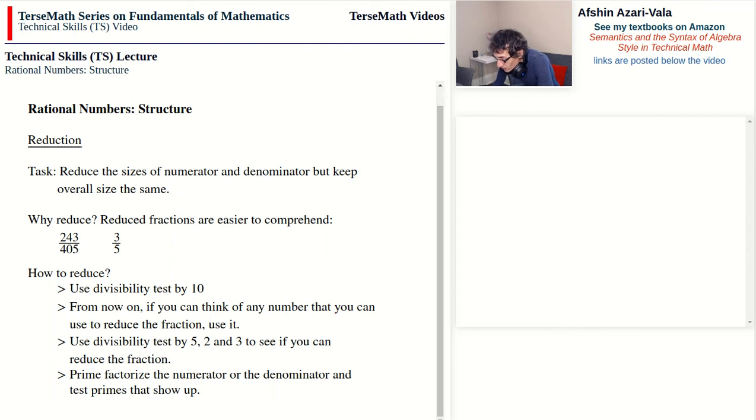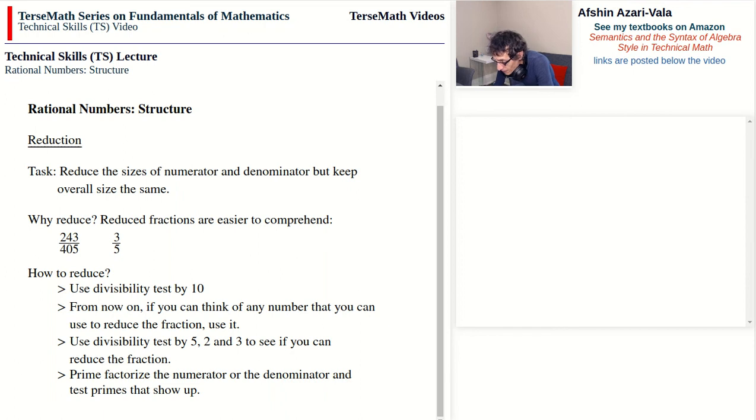Prime factorization is somewhat time consuming, and some numbers are very difficult to prime factorize. And if, let's say, the numerator is easy to prime factorize and the denominator is difficult to prime factorize, you spend a lot of time doing both, when all you need to do is just the top, which is easier in the example that I just gave you.